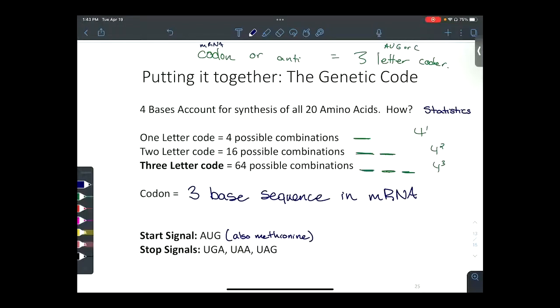So the anticodon, this is on tRNA, and it's just the complementary 3-letter code on the other side. Complementary meaning that we're using the rules A equals U, G equals C, all that stuff. So yeah, codon, I have it right there: the 3-base sequence in mRNA. So because we have 64 unique combinations, we can call for any amino acid we want.